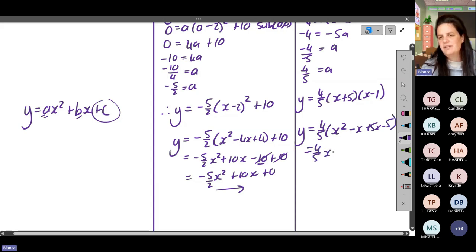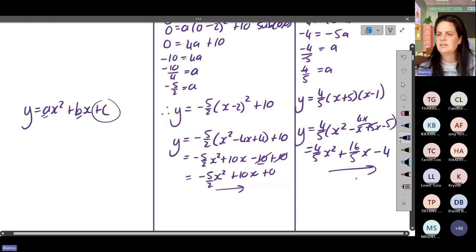4 over 5 x squared. Let's just simplify this. This becomes 4x, those together. This becomes positive 4x. So that becomes positive 16 over 5, and those 5 cancel, so that's just minus 4. So that's what your final answer would look like. Okay, we are done.